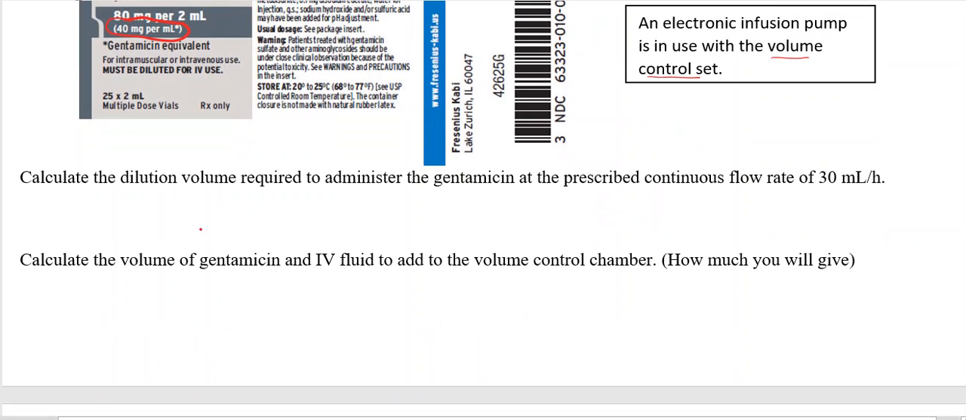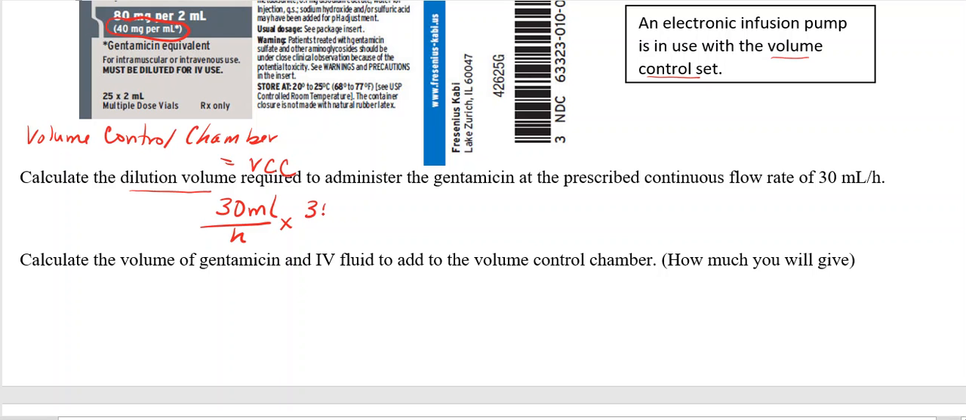Now it says calculate the dilution volume. That's how much I'm going to put in my volume control chamber, VCC. Volume control chamber is my VCC. So the dilution that I'm going to require to administer the gentamicin at the prescribed continuous flow rate. So we're going to take our 30 milliliters per hour, and we're going to multiply it by our 30 minutes.